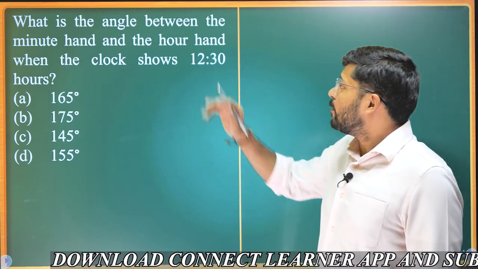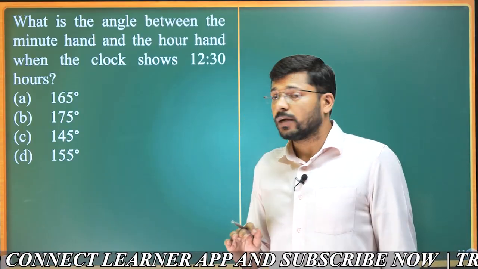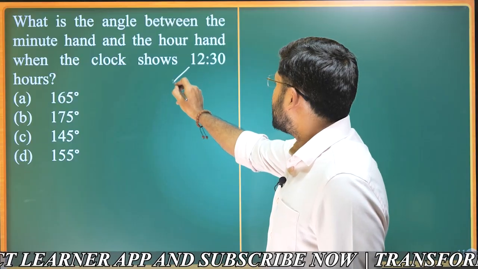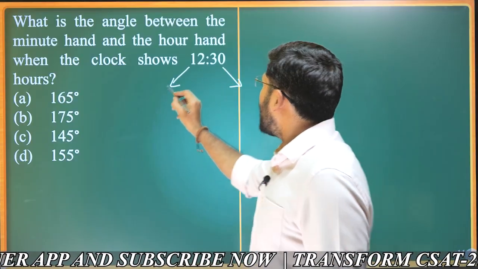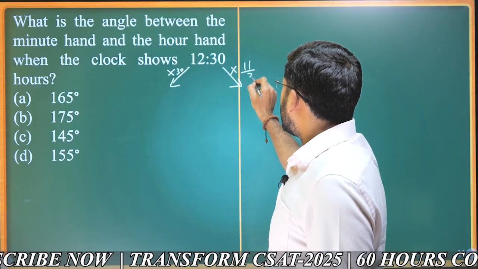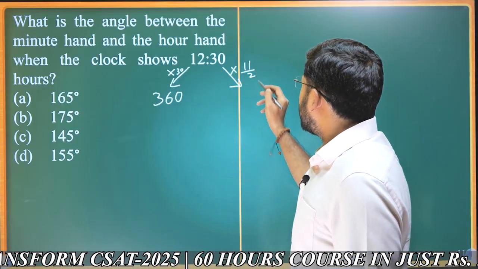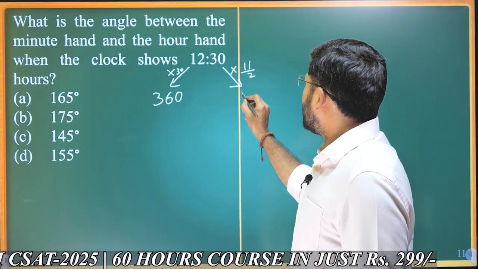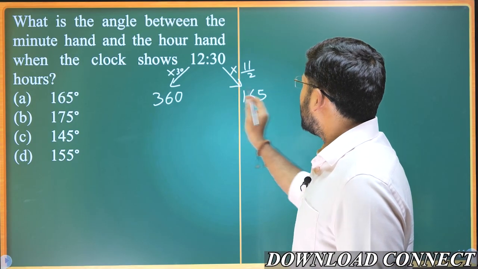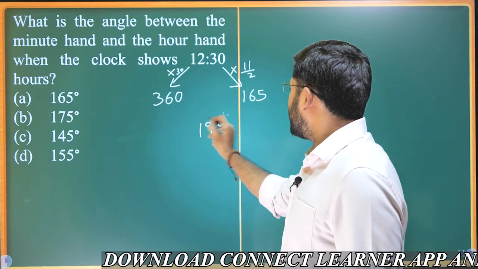What is the angle between the minute hand and the hour hand when the clock shows 12:30 hours? Okay. Same way, same method. We will multiply the hour number with 30 and the minute number with 11/2. What is 12 into 30? It is 360. What is 30 into 15? It is 15 into 11. That would be 165. Now, what is the difference between them? The difference between them would be 195.